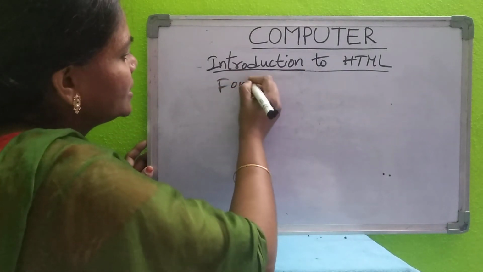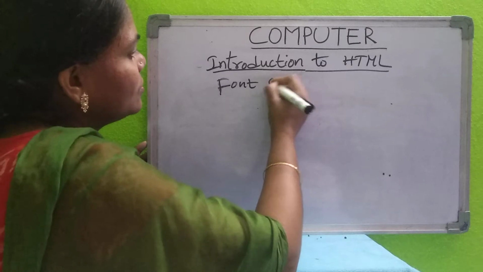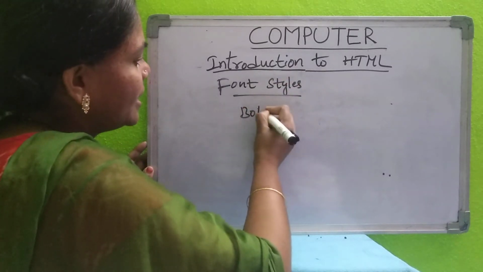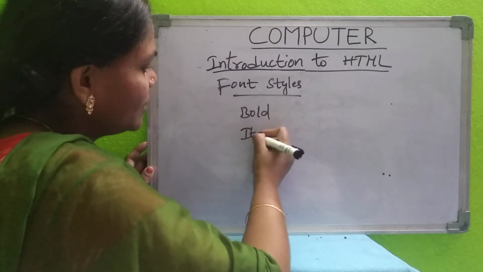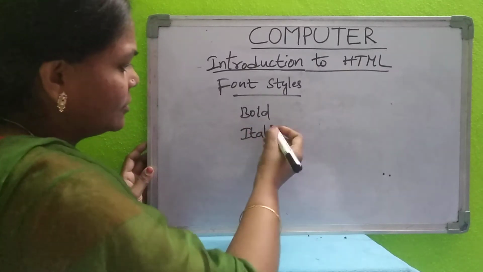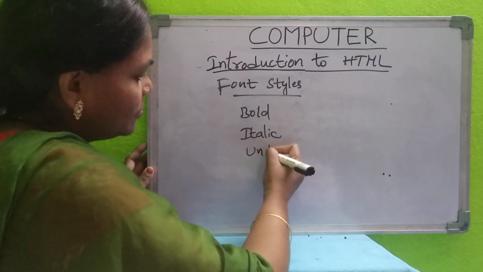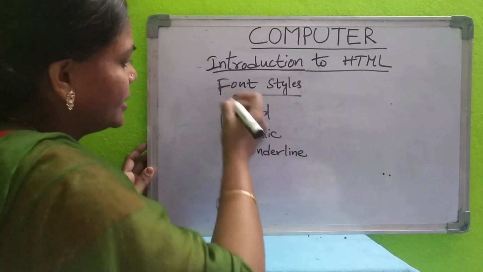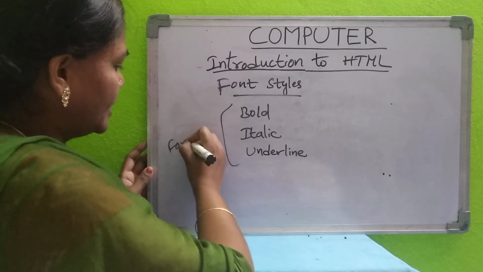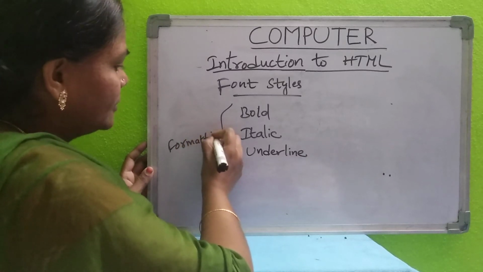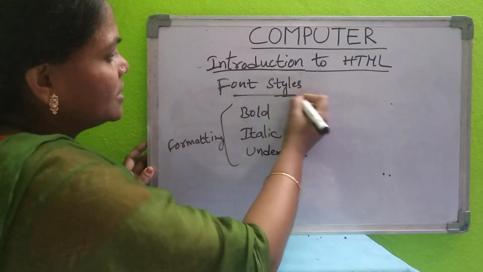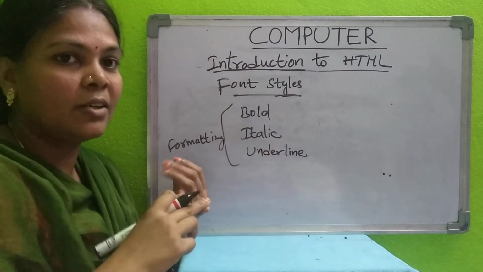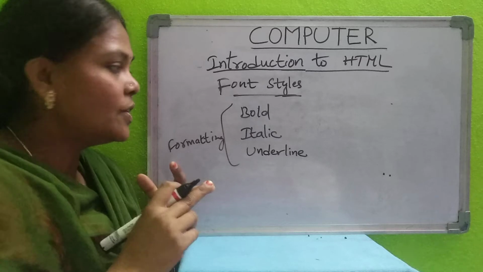So here I said font styles now. What are the font styles we use? Bold, italic, underline. So in Word we have, in Excel also we have, and in PowerPoint also we can use this. This is the formatting or font styles. This is in the home tab. In the home tab you will find these in Excel or in PowerPoint or in Word.